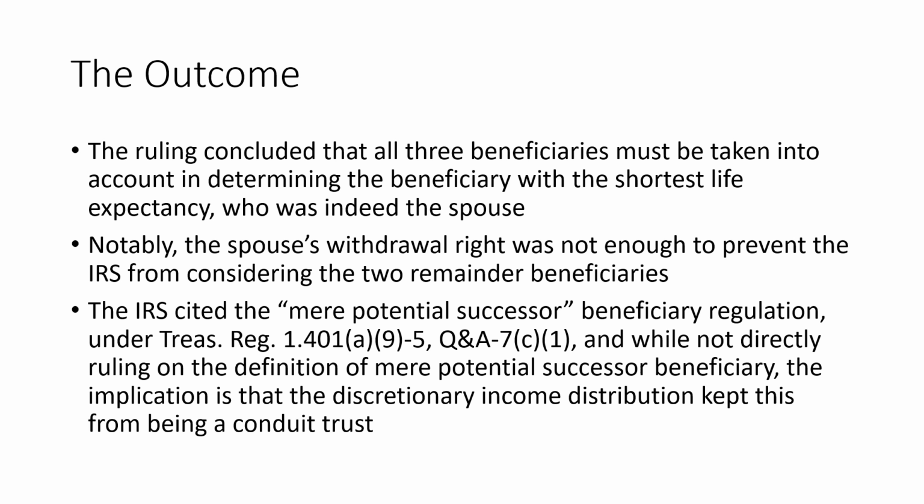Now, the IRS merely included and cited the mere potential successor beneficiary regulation in looking at the analysis and potential legal citations, but they didn't actually directly cite this in any sort of factual conclusion. But the implication here is that the discretionary income distribution kept this from being a conduit trust, notwithstanding the fact that the spouse had a withdrawal right.